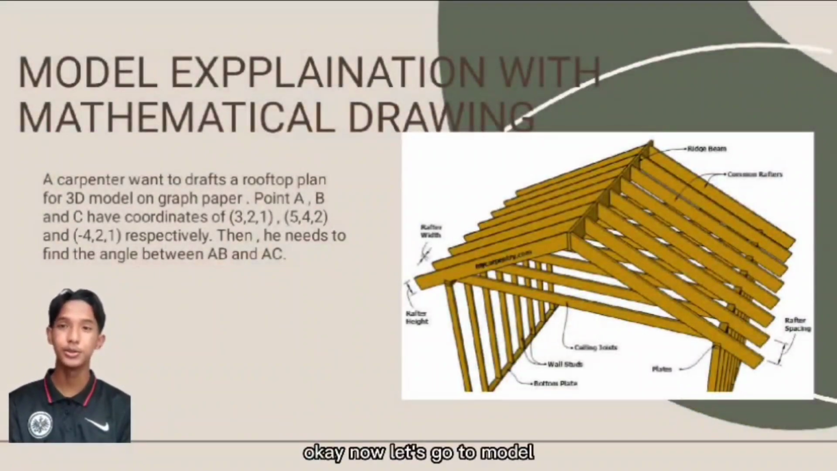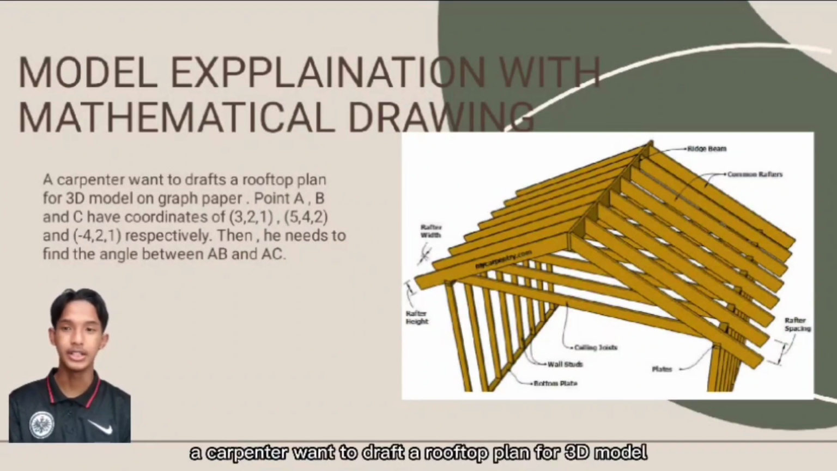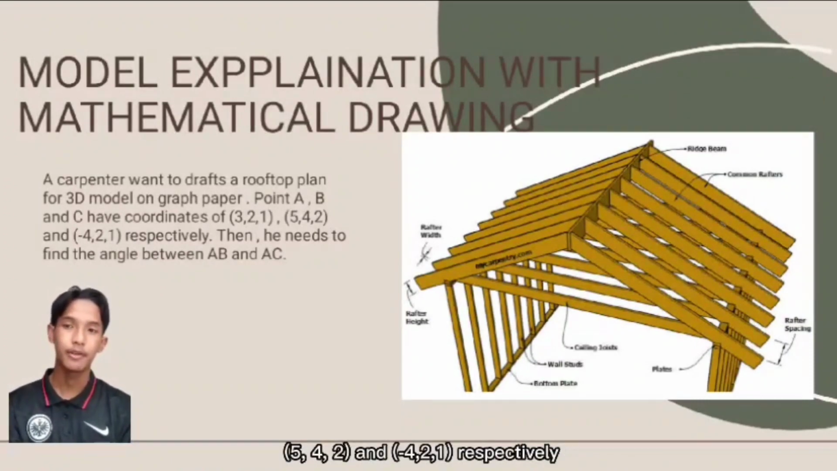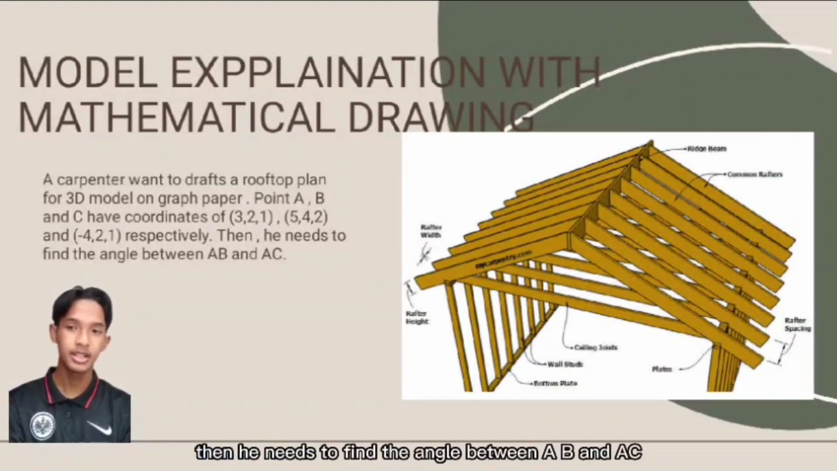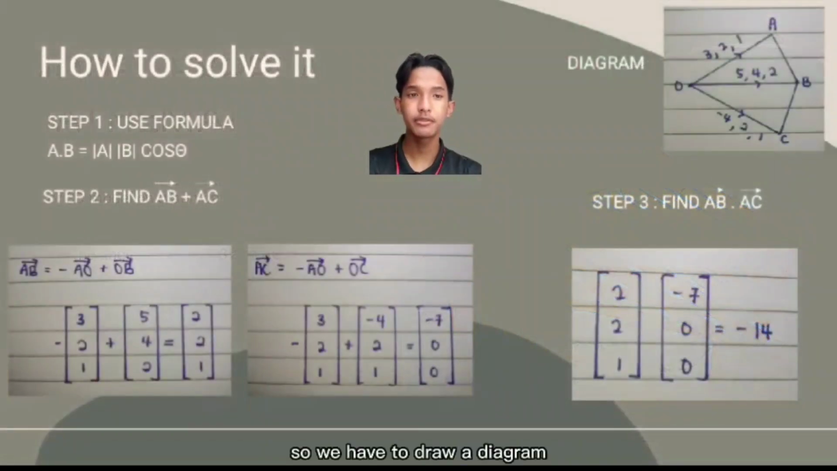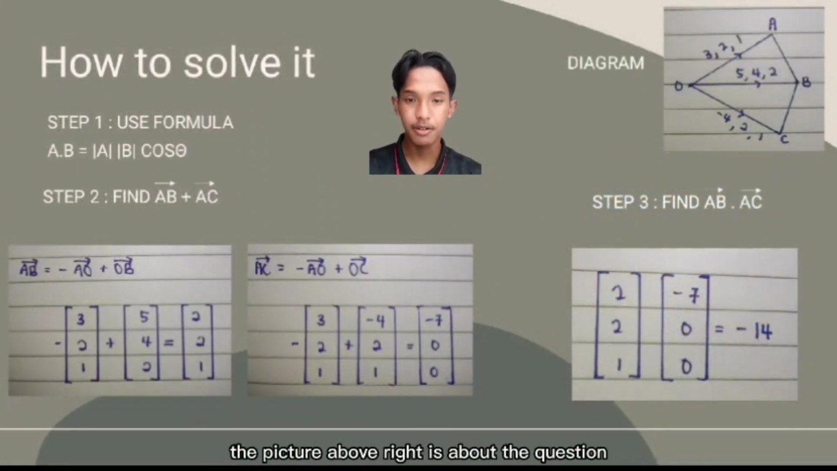Okay, now let's go to the model explanation with mathematical drawing. A carpenter wants to draft a rooftop plan for a 3D model on graph paper. Points A, B and C have coordinates of (3, 2, 1), (5, 4, 2) and (-4, 2, 1) respectively. Then, he needs to find the angle between AB and AC. So, we have to draw a diagram according to what we understand from the question. The picture above right is about the question.